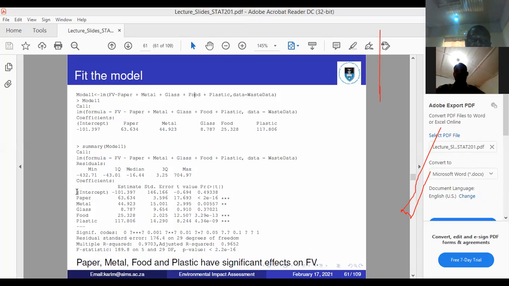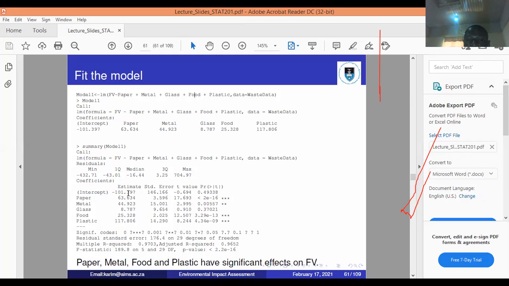Now we have our intercept here, which is negative 101.397. We have the paper here, which is 63.634. The metal is here, the glass is here, the food is here, and the plastic is here. And we can easily interpret this using the same interpretation as before.